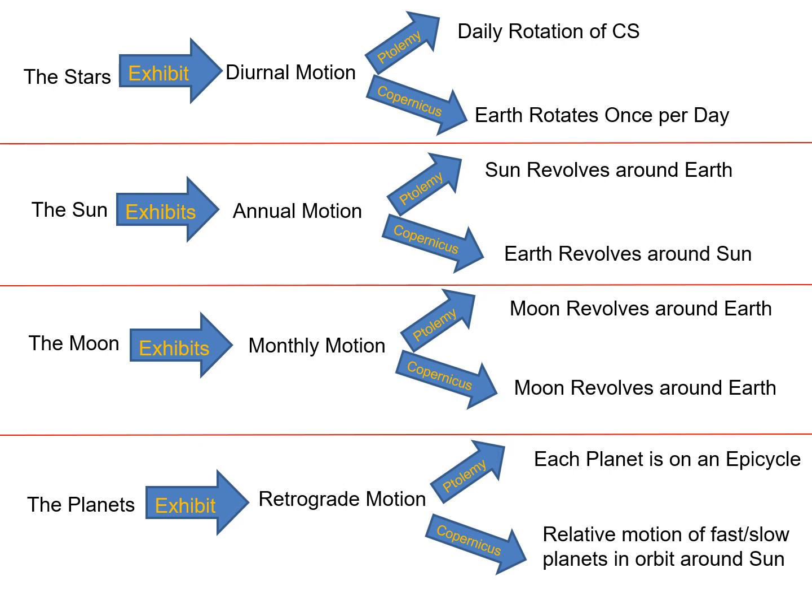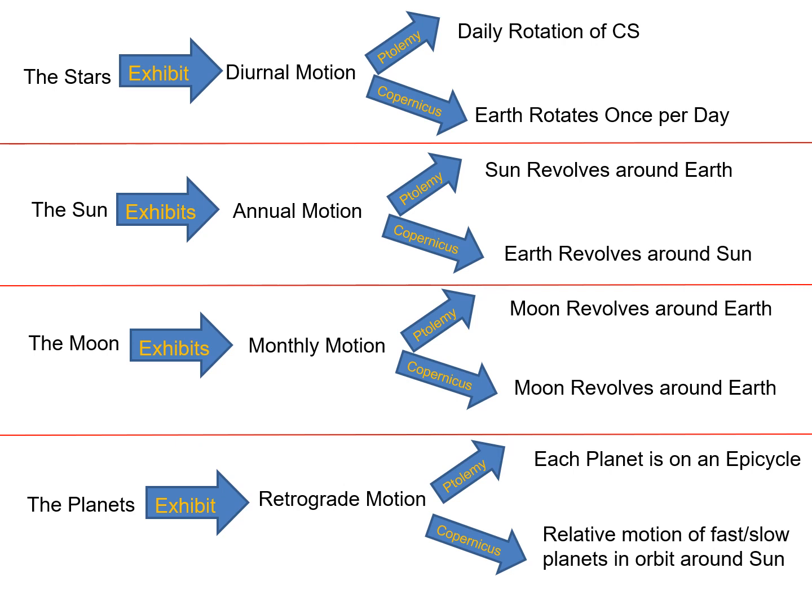We have the observation, the sun exhibits its annual motion, west to east along the ecliptic throughout the celestial sphere. Ptolemy's explanation for this annual motion of the sun is that the sun revolves around the Earth. The Earth is stationary and the sun moves around it once per year. Copernicus flips this around. The Earth itself revolves around the sun. That's his explanation for this observation.